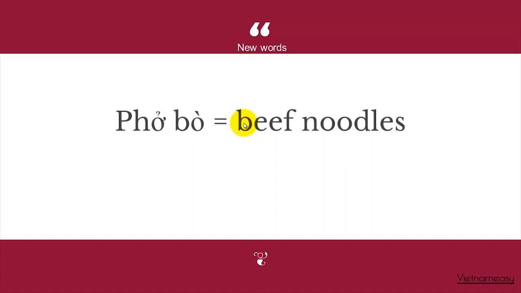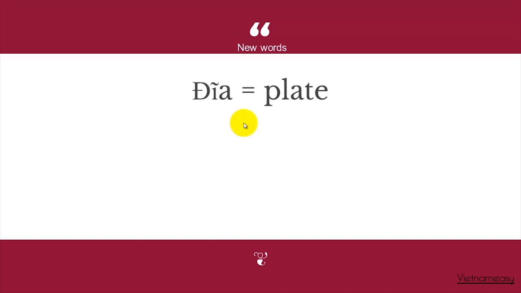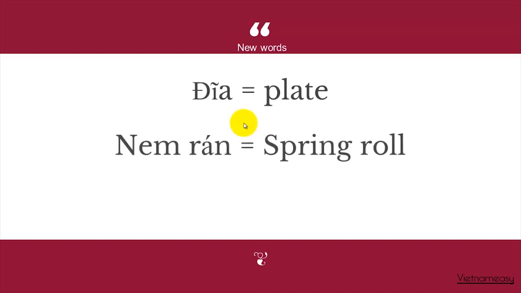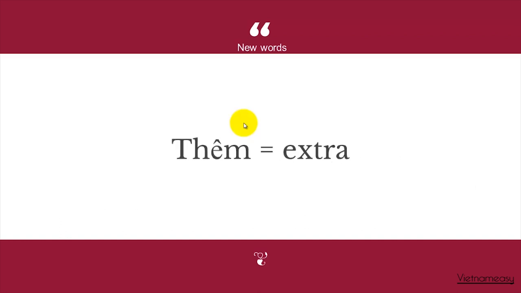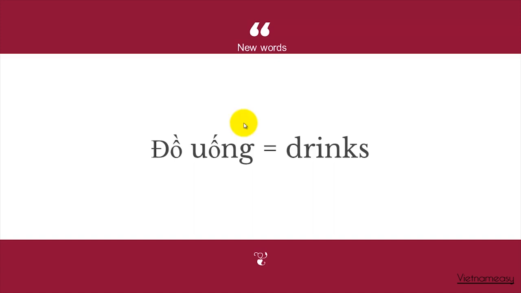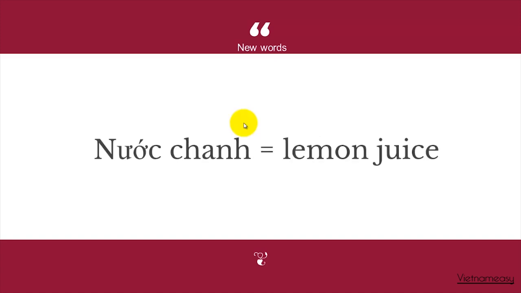Phở bò. This one means beef noodles. And we have bò, which means beef. Đĩa. This one means a plate. Nem rán. This means spring roll. So we have đĩa nem rán, which means a plate of spring roll. Thêm. This one means extra. Đồ uống. This means drinks. Nước chanh. This one means lemon juice.